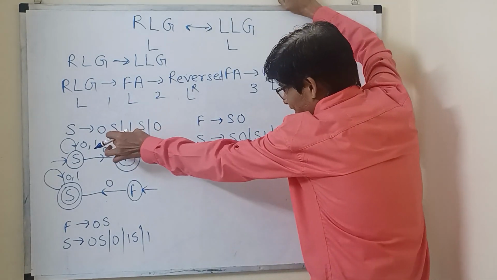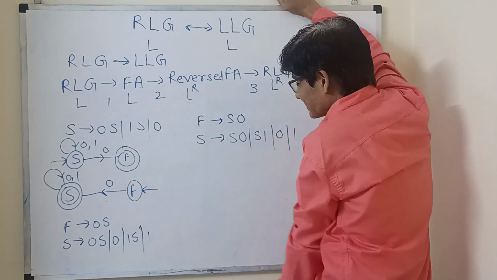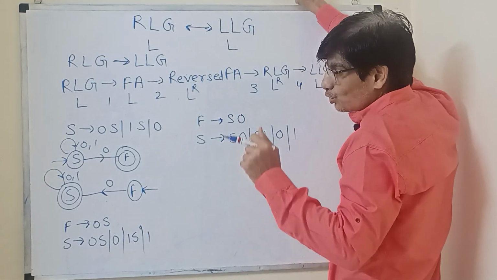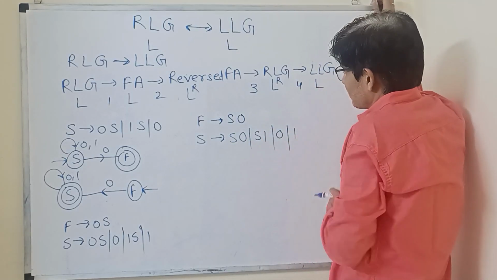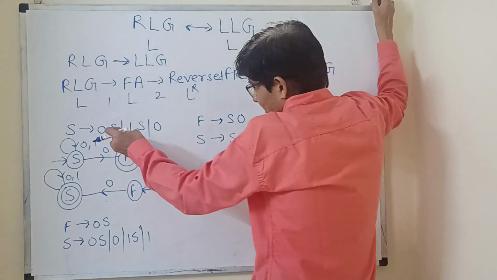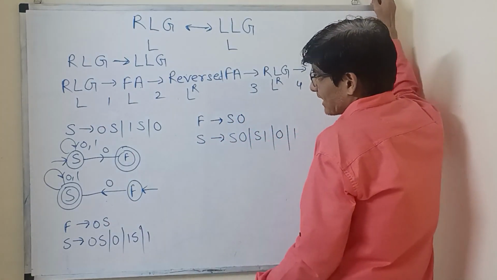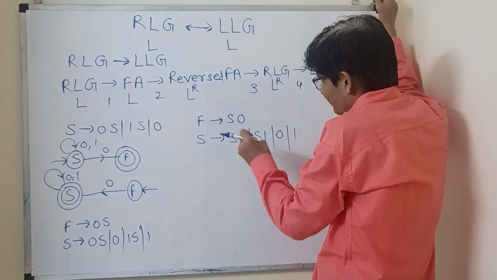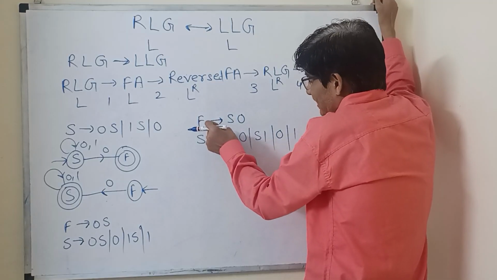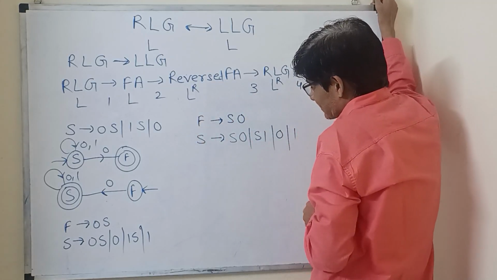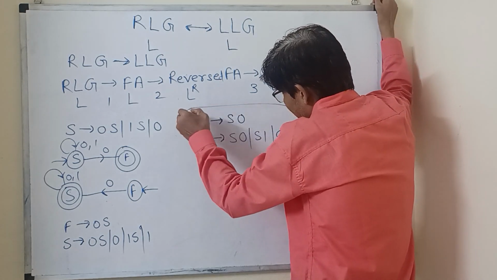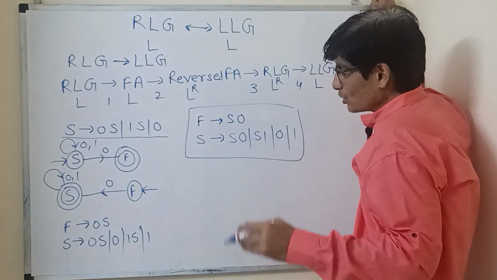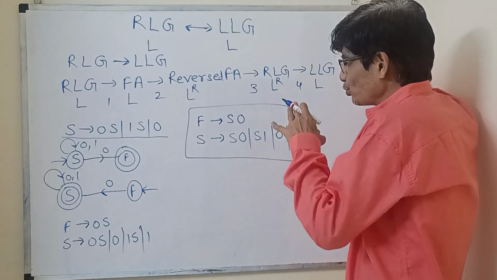In the given RLG, we had only one variable, and in the equivalent LLG that we have got, we have two variables. And this is the final LLG equivalent to this RLG. So this is how you can convert any RLG to LLG.